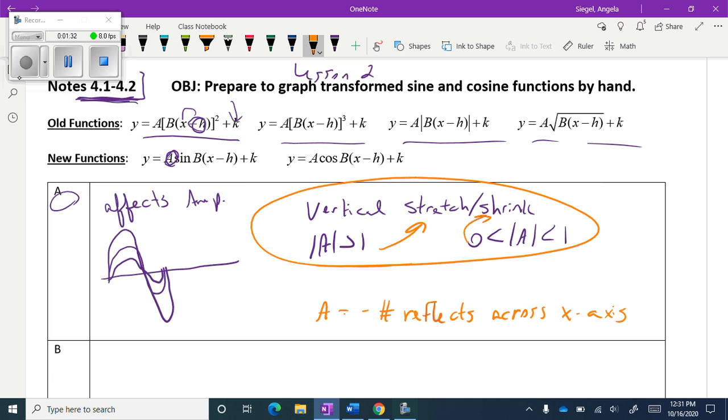So if A is like 2, then that's going to be a stretch. If A is 1/2, that's going to be a shrink, so it'd be 1/2 your normal size. Also, don't forget, we've talked about this too. If A is negative, it's going to flip it. So instead of going 0, 1, 0, -1, 0, you would go this way.